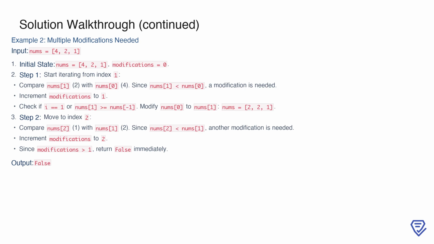Since we are at index 1, we modify nums[0] to match nums[1], resulting in nums equals 2, 2, 1. Now, the array satisfies the condition at this step. Next, at index 2, we compare nums[2], which is 1, with nums[1], which is 2. Since 1 is less than 2, another modification is needed.